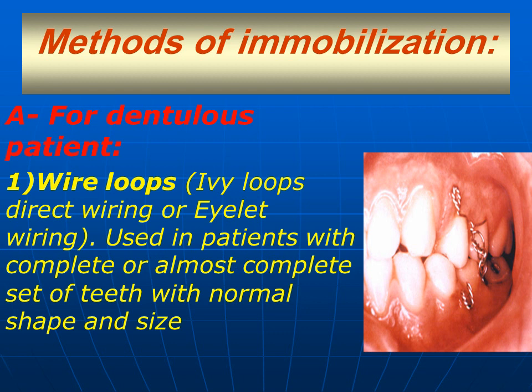For dentulous patients, the first method is wire loops, or sometimes we call it IV loops, or direct wiring or eyelet wiring, in which you place a wire in the embrasure between posterior teeth on both sides, in the upper arch and in the lower arch, and then the loop made in this wire is attached in both arches using ligature wire. Therefore, we have to use IMF or intermaxillary fixation to fix the fractured mandible to the stable base, which is the maxilla.